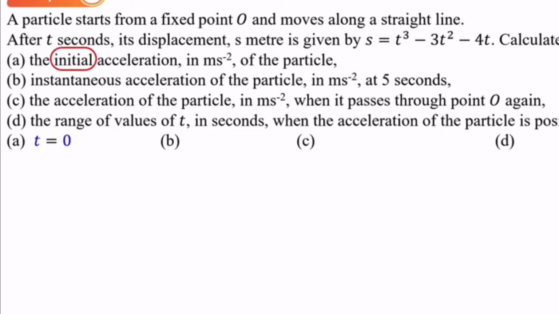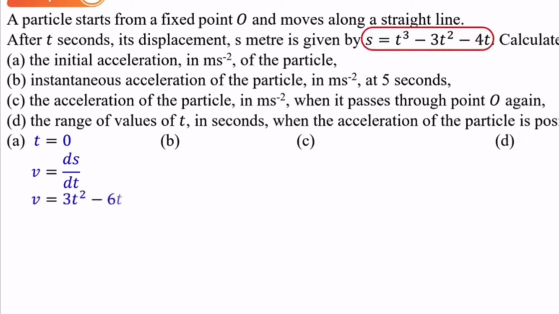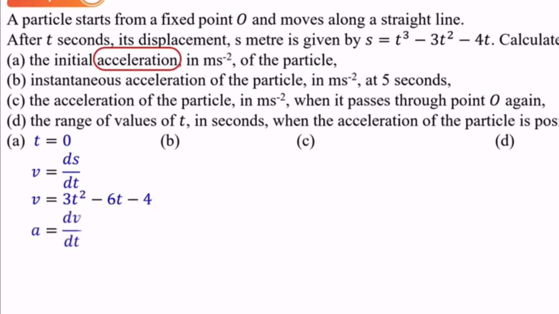Initial means t equals 0. So we need to find the acceleration, so we need to find the velocity by differentiating ds dt, and then differentiate the velocity to get the acceleration. So a is dv dt. Let's find the v first. V is ds dt, so we differentiate, we get 3t squared minus 6t minus 4. That is velocity. Now from the velocity, we differentiate. It's dv dt, so we will get 6t minus 6. That is acceleration.